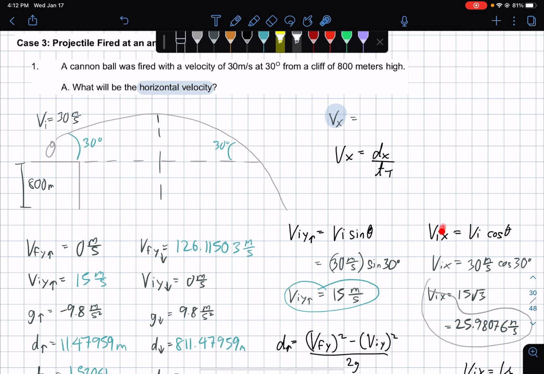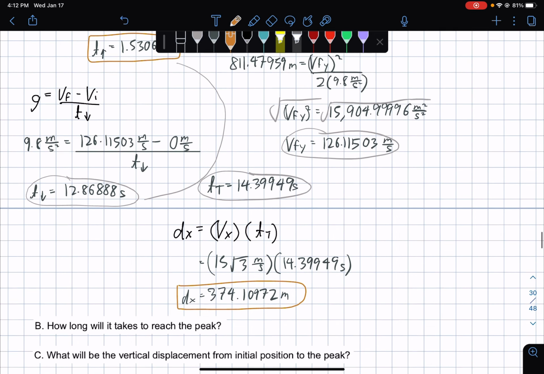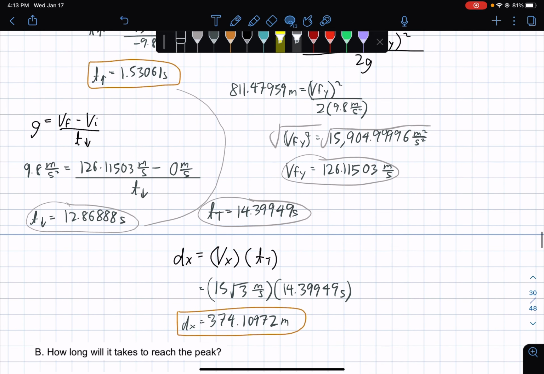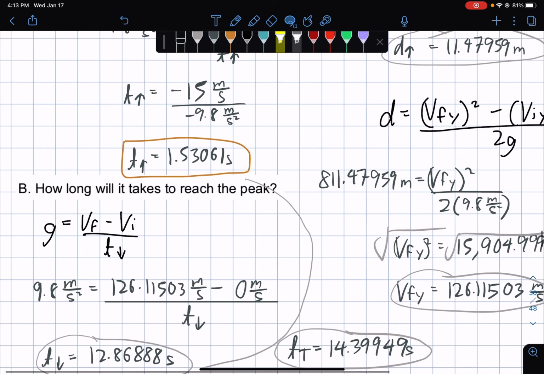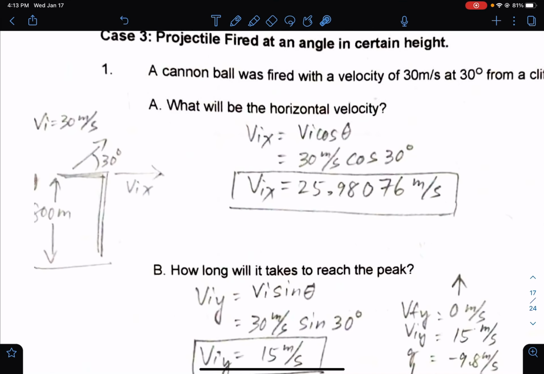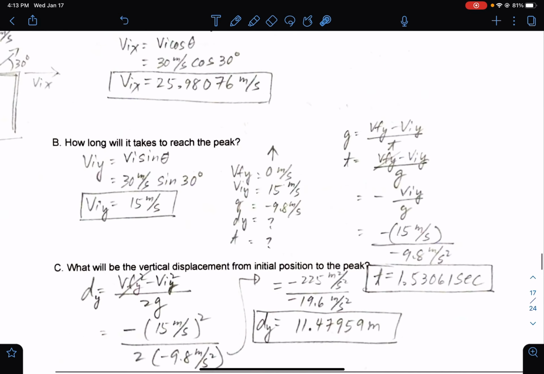Why is it Vix in particular? X corresponds to horizontal, Y corresponds to vertical. So for Vix, this is what we're looking for in letter A. Letter B, how long does it take to reach the peak? That is this value, 1.53061 seconds. Let's see if it's correct. 1.53061, yes, that is correct.